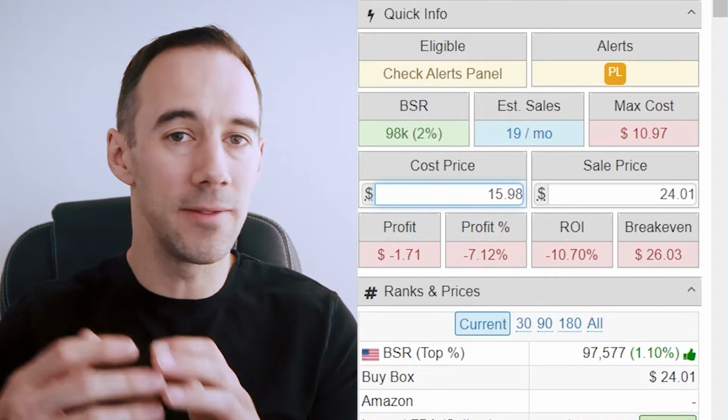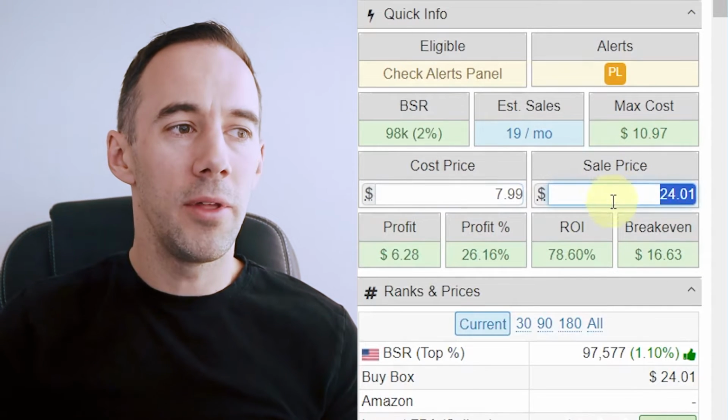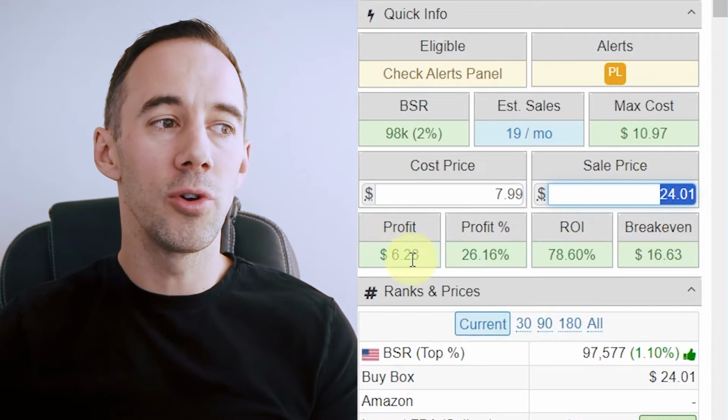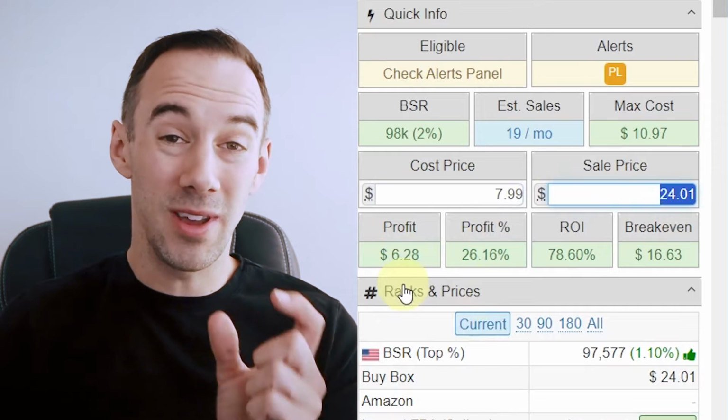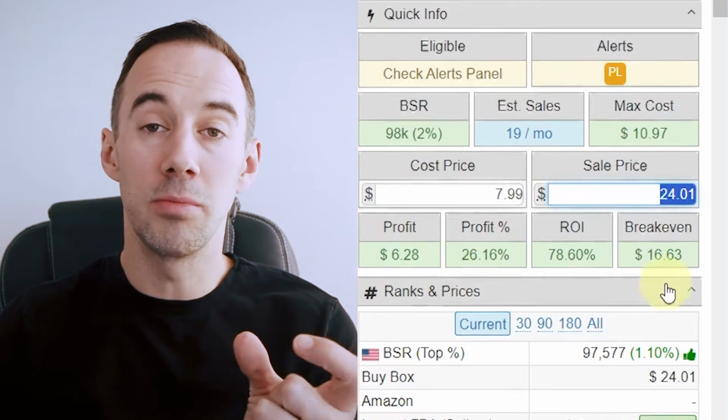So you can do arithmetic if you're doing bundles, for example, a 2-pack. So let's put that back to $7.99. Now, then you're going to see your sale price, and what it's going to do is automatically update your profit, your cash profit, your profit margin percentage, your ROI, and then your break-even price.